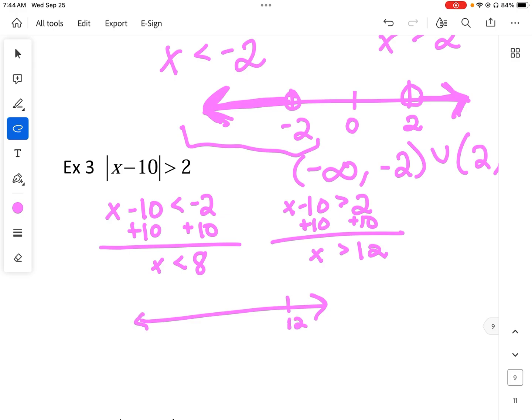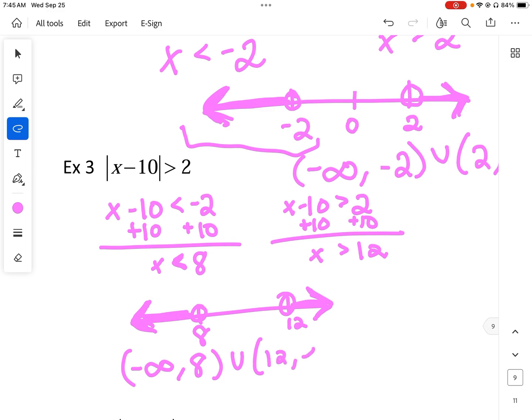So 12, 10, 9, 8, or 11, 10, 9, 8. So this is both open circles. This one says x is less than 8, so it's going to go to the left. This one says x is greater than 12, so it's going to go to the right. And then we write an interval notation. So an arrow heading to the left means negative infinity to 8, parentheses, union, 12 to positive infinity.